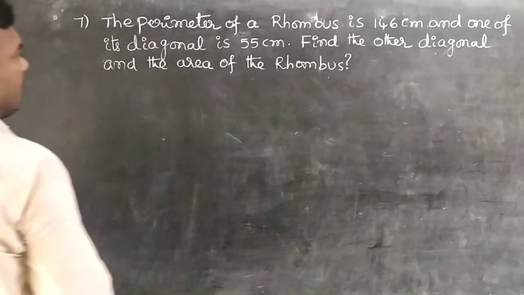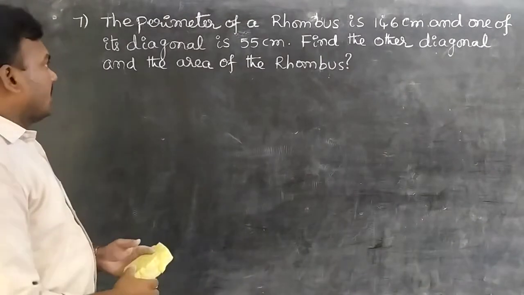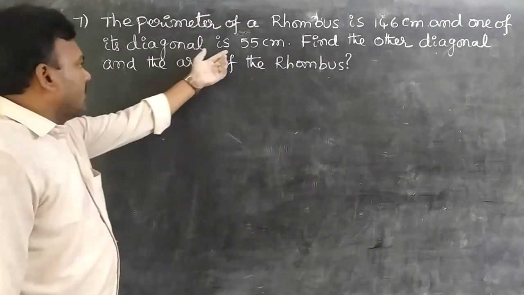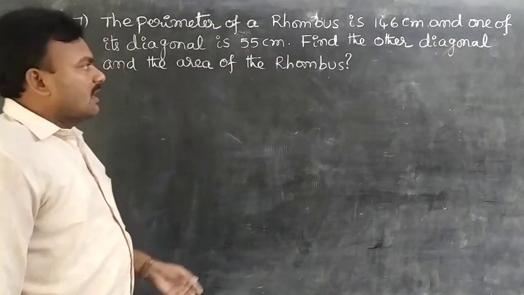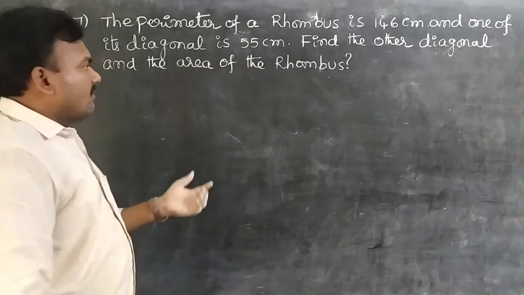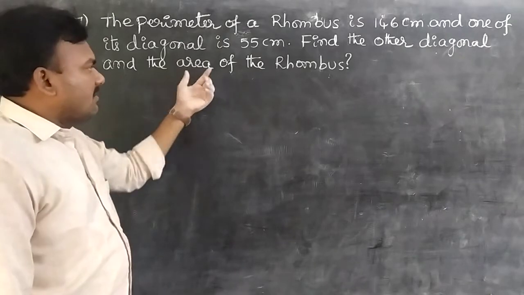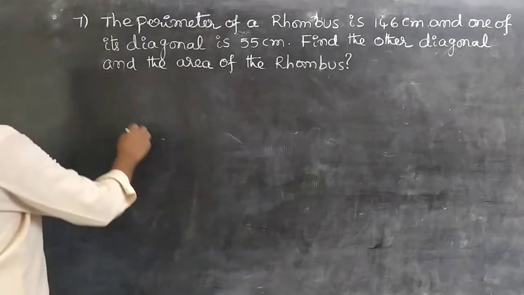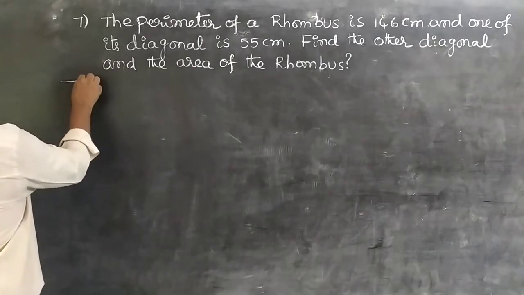Right. Observe this important problem, students. The perimeter of a rhombus is 146 centimeters and one of the diagonals is 55 centimeters. Find the other diagonal and the area of the rhombus, students. So here what is given, analyze the problem carefully.